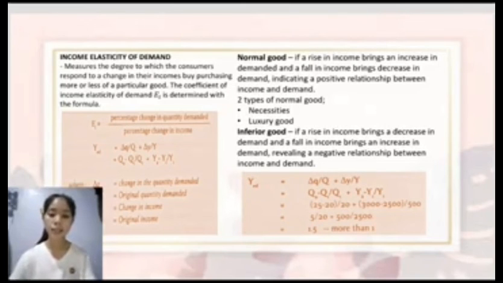There are also two types of normal goods. Number one is necessities, which are considered to be income inelastic since these goods cater to our basic human needs, no matter how much the income changes. Number two is luxuries, which have high income elasticities, so they can be easily given up when there is an increase in their prices.